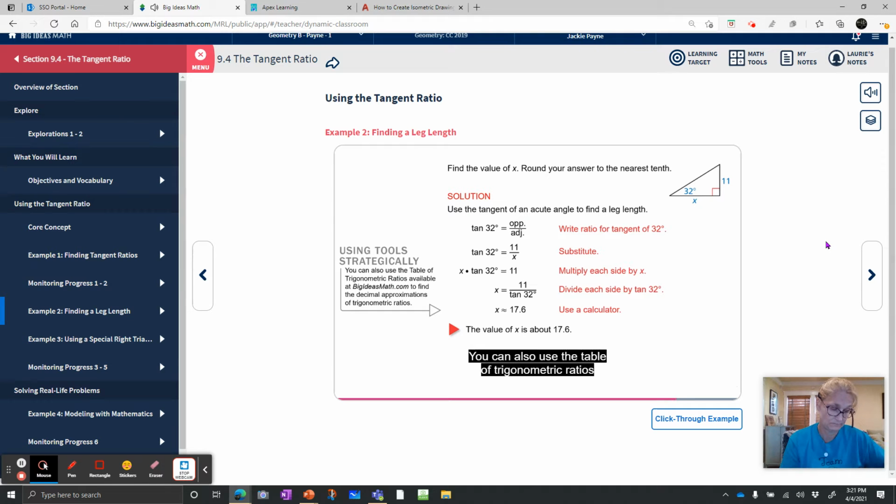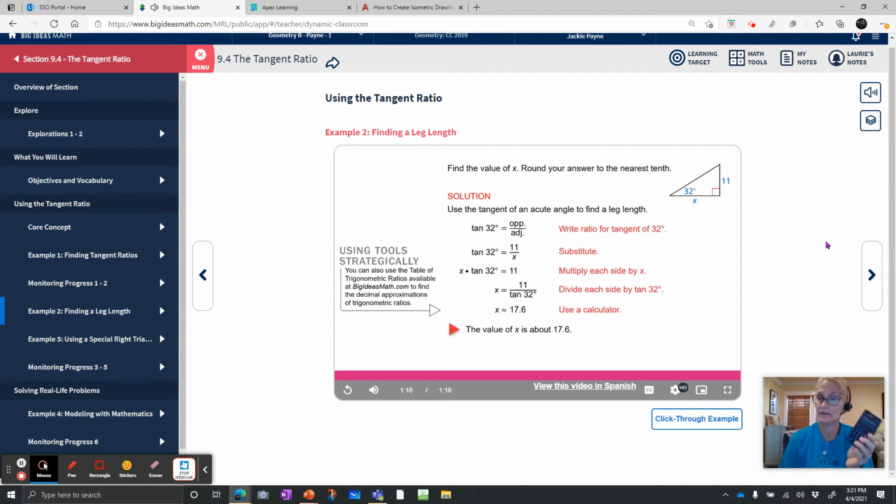You can also use the table of trigonometric ratios available at bigideasmath.com to find the decimal approximations of trigonometric ratios. So again, as I held up, you can have a little tiny calculator like this, or you can have a TI. You can use your phone, but you won't be able to use your phone in all situations. So if you have a little one, as long as it's a scientific calculator and it has those little buttons that say sine, cosine, and tan, those are the ones you want.